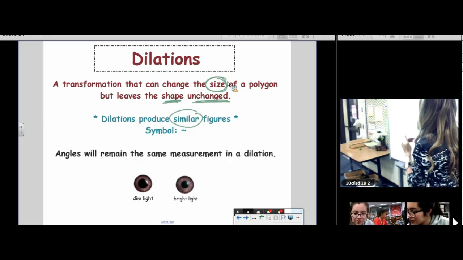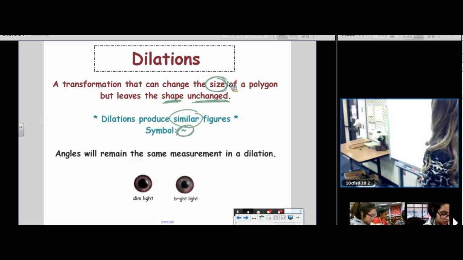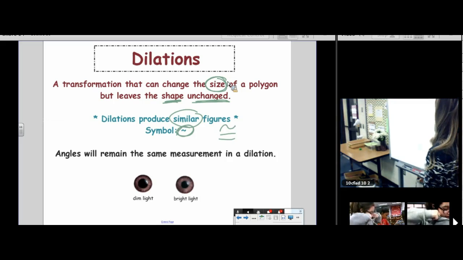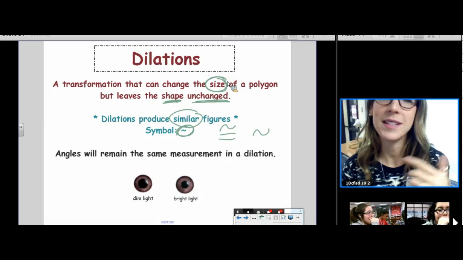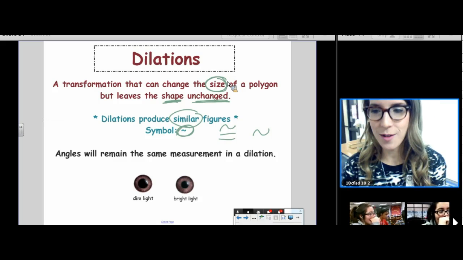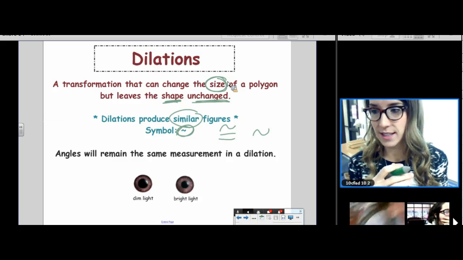And the symbol for similar is that squiggly. So this is congruent, this is similar. The angles, of course, will remain the same because when two figures are similar, their angles are congruent. So the side lengths will change, but the angles will stay the same.